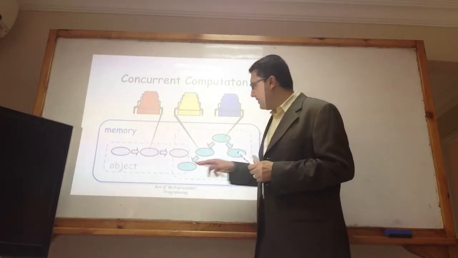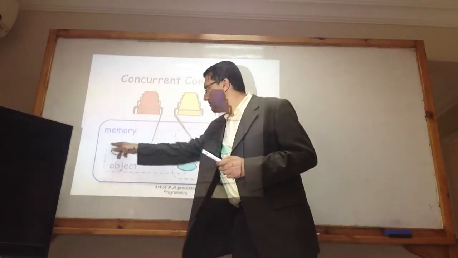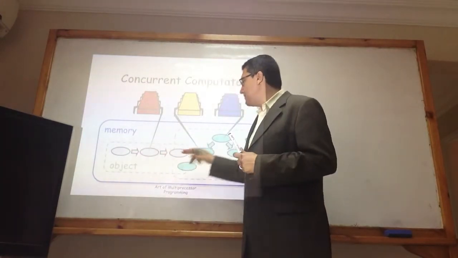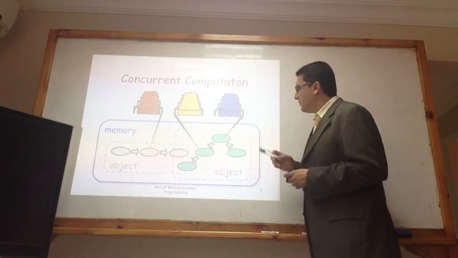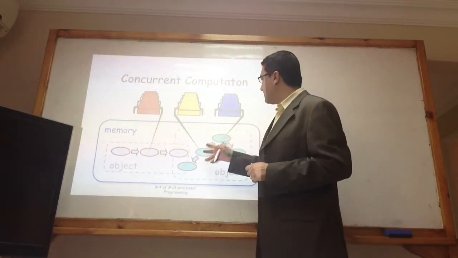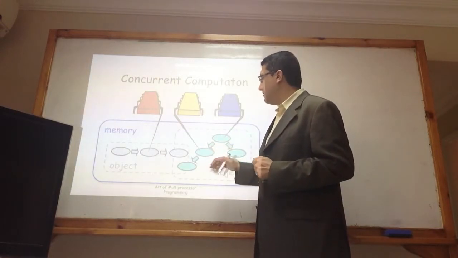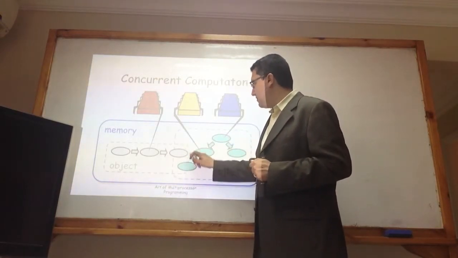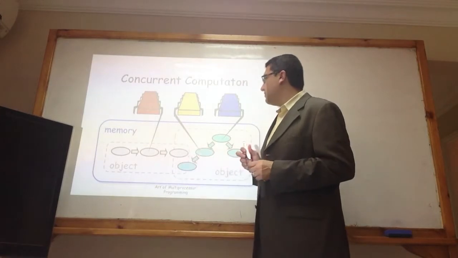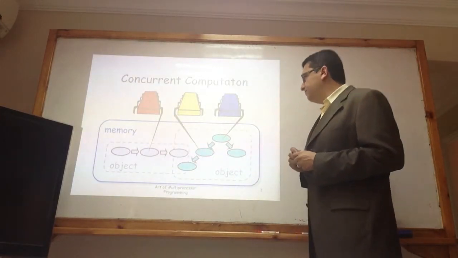Sorry, I wasn't very clear here. Maybe the object here is the line, and these are the methods inside the object. As you can see, maybe these two processors are running on the same object, different methods, or maybe the same method again. And there's some overlap here, maybe there's some sharing between the objects.